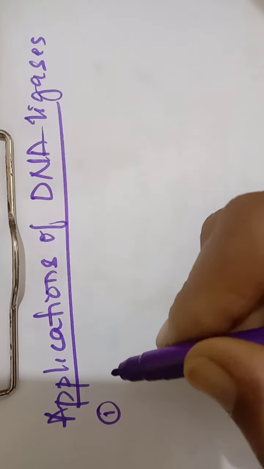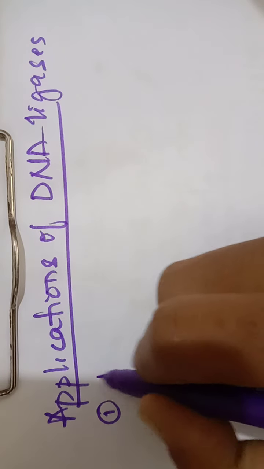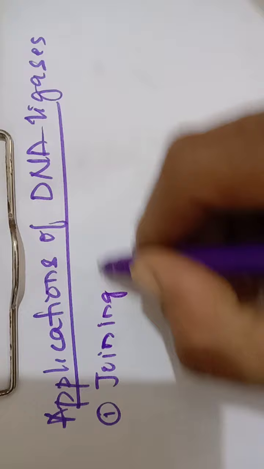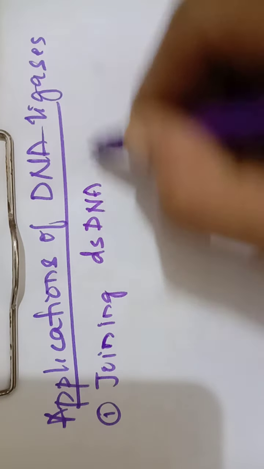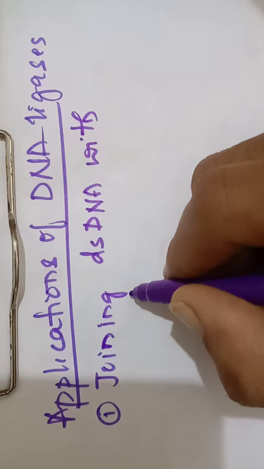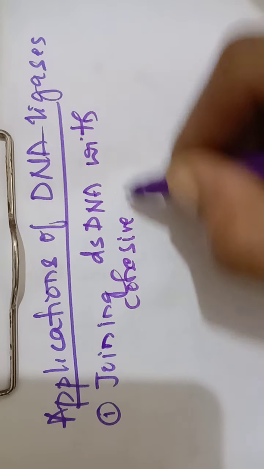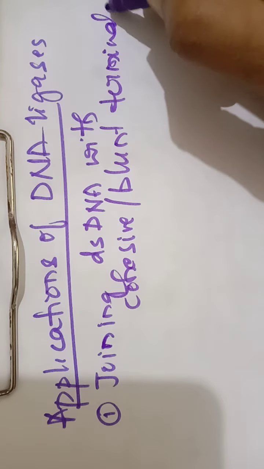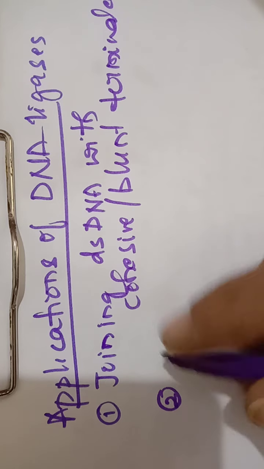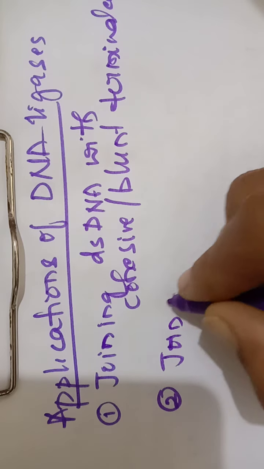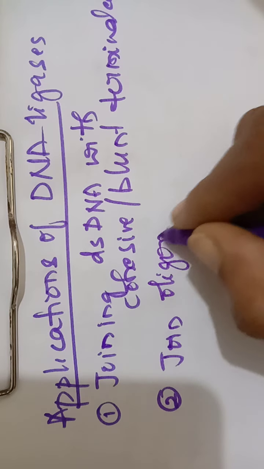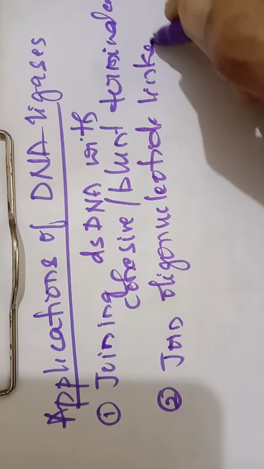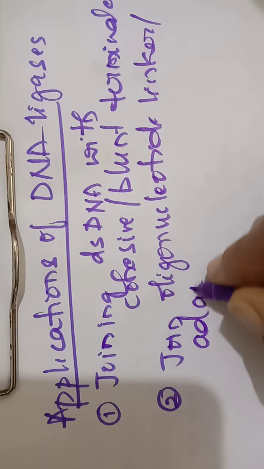Now coming to the applications of DNA ligase. First, as we have discussed earlier, the major application is joining double-stranded DNA with cohesive or blunt terminal ends. Then it will also join oligonucleotide linkers or adapters to blunt end DNA.